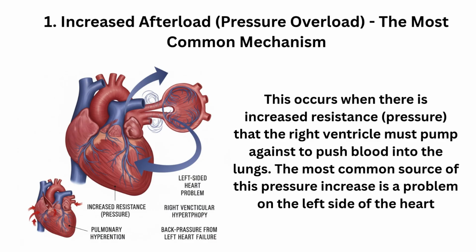The mechanism of right heart failure is typically driven by three main factors, which lead to impaired contractility of the right ventricle. 1. Increased afterload, pressure overload, the most common mechanism. This occurs when there is increased resistance, pressure, that the right ventricle must pump against to push blood into the lungs. The most common source of this pressure increase is a problem on the left side of the heart.